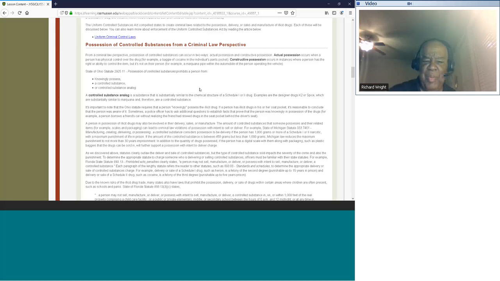And so when there's a personal amount, then you can get less time, and usually you can get some kind of probation or some kind of help. Michigan law reduces the maximum punishment to not more than 30 years in imprisonment.